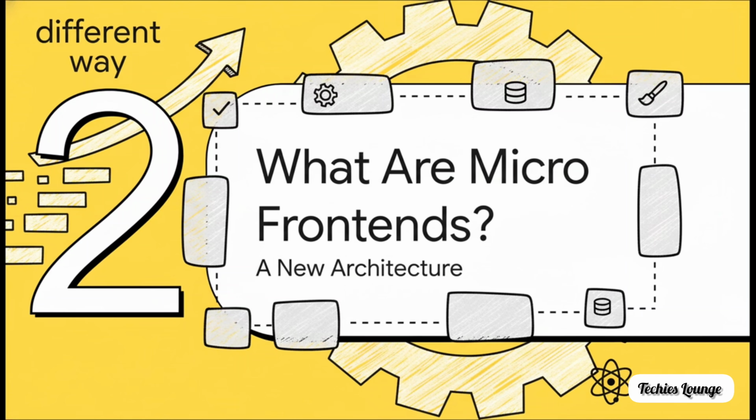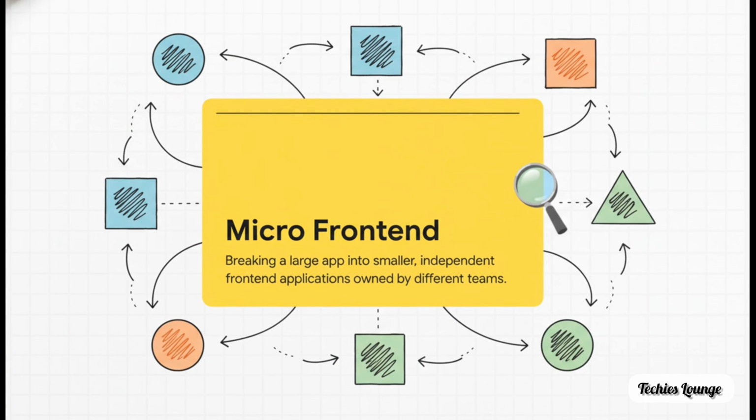Let's flip the script and introduce the hero of our story, the micro front-end architecture. You know, the core idea here is actually pretty simple, but it is incredibly powerful. We're basically taking a page from the back-end microservices playbook and applying that same thinking to the front end. So instead of one giant app, we build a collection of smaller, totally independent applications that all come together to create one single, cohesive user experience.